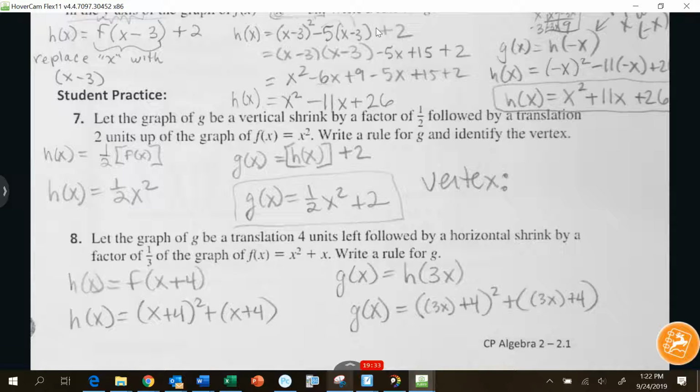So just do one step at a time. So what's it going to look like if we're doing 4 units left? It's just one thing. 4 units left. This one, you're just doing one thing. Where are you getting the 3 from?